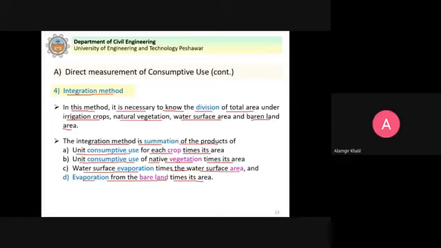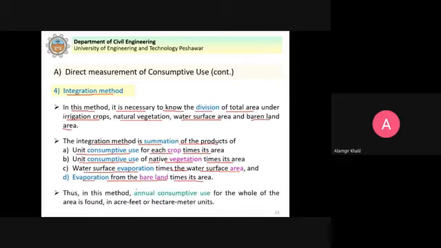So you can see that in this method, the total area is divided into different sections representing the crops, any natural vegetation, the water surface area, and the barren land. Thus, in this method, annual consumptive use for the whole area is found in acre feet or hectare meter units.